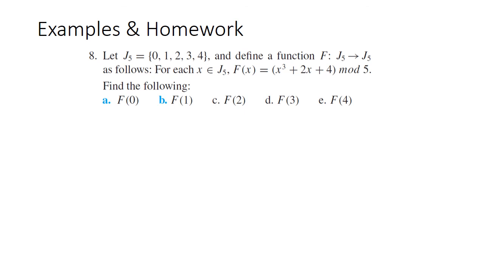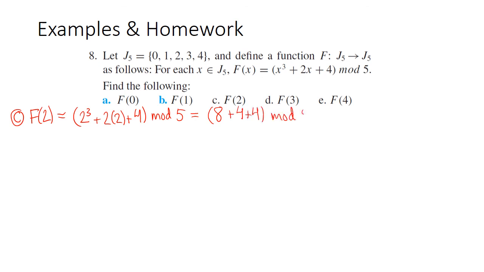So C, we're plugging in f of 2. So this is going to be 2 cubed plus 2 times 2 plus 4 mod 5. Okay, so now I'm just going to simplify. So this is going to be 8 plus 4 plus 4 mod 5. 8 plus 4 is 16, so this is 16 mod 5. And if you do long division by 5, you will get a remainder of 1 from that.